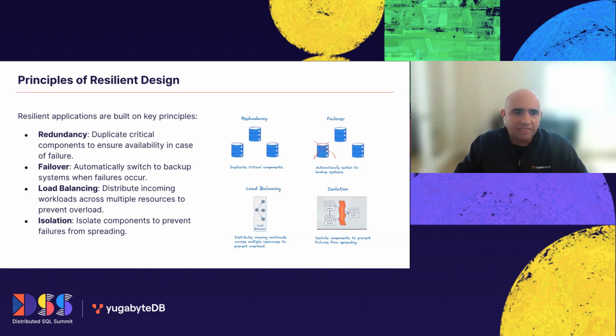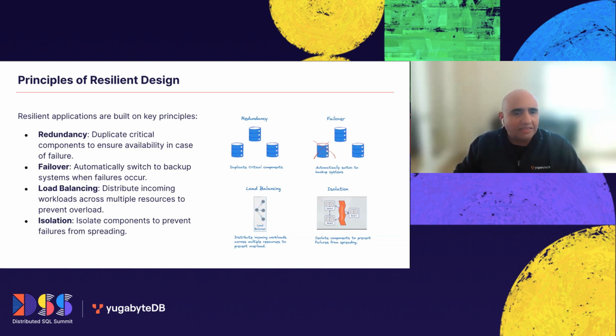Number 1, redundancy. Imagine having a spare key to your house. Redundancy in application design means duplicating critical components like servers or databases to ensure availability even if one fails. It's like having a spare key when you need it most. Number 2, failover. Think of failover as your backup plan. When a component fails, a resilient system automatically switches to a backup system without missing a beat. It's like seamlessly switching to a backup generator when the power goes out.